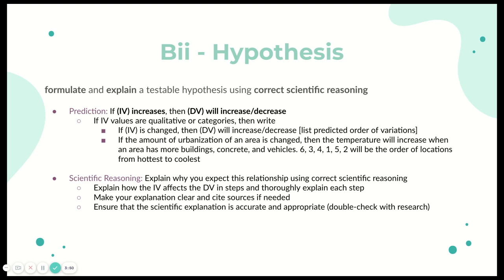In the scientific reasoning, you'll have to explain each step. So how does the IV affect the DV? What are the steps that lead to this relationship? And thoroughly explain each of these steps using correct scientific reasoning. So you can research and back up your scientific reasoning with sources if you wish, and make sure it is accurate and appropriate science. If you don't use the appropriate science, then you might get a 5-6 instead of a 7-8 because the scientific reasoning you use might be somewhat relevant, but it might not be the correct scientific reasoning.